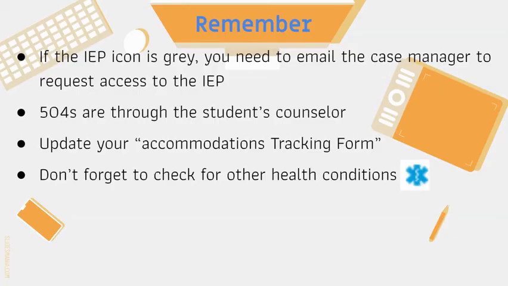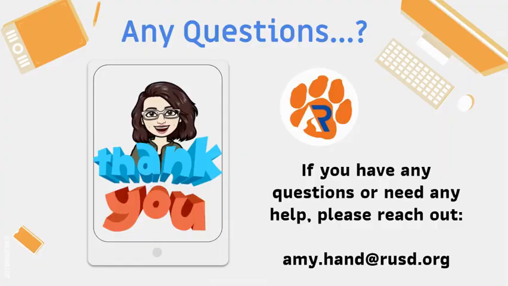So some things to remember as you're preparing to meet some of your new students or continue working with some of yours as we move into second semester. If the IEP icon is gray, you need to email the case manager to request access to that IEP. 504s are through the counselor. And it is really important that you update the accommodations tracking form. Remember, this document is your go-to for all of these accommodations that you can provide. Also, don't forget to check for other health conditions. If you have any questions or you need help, please reach out.